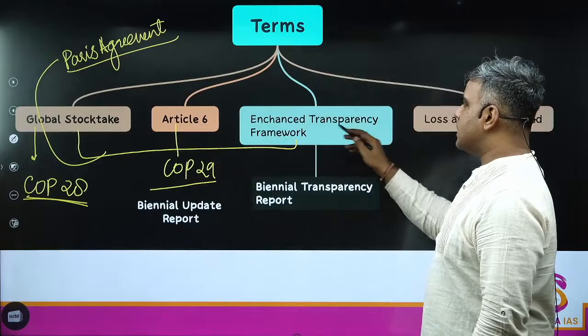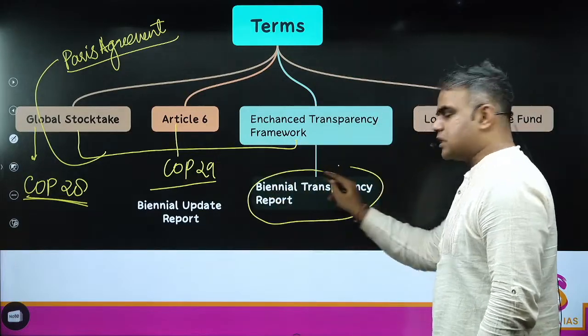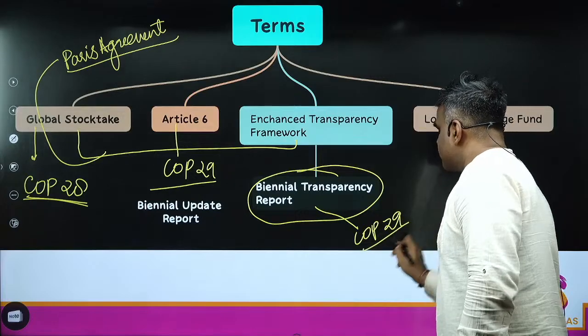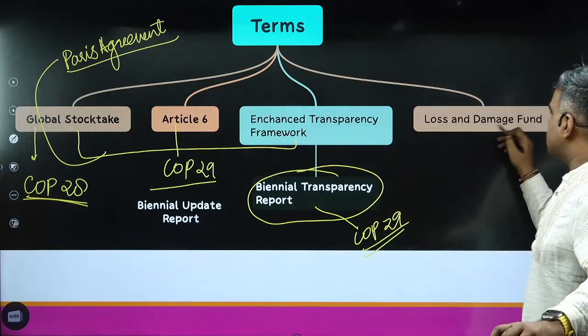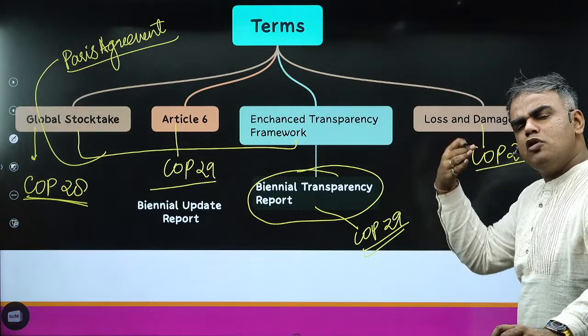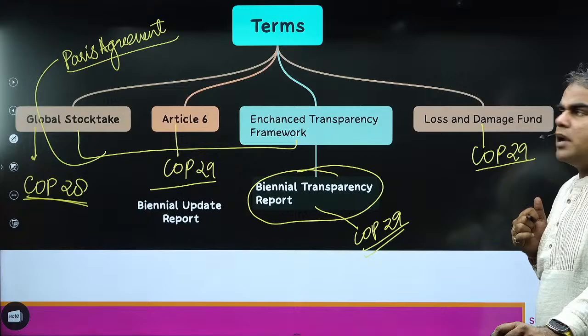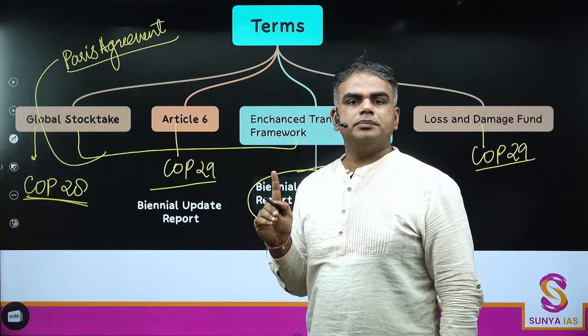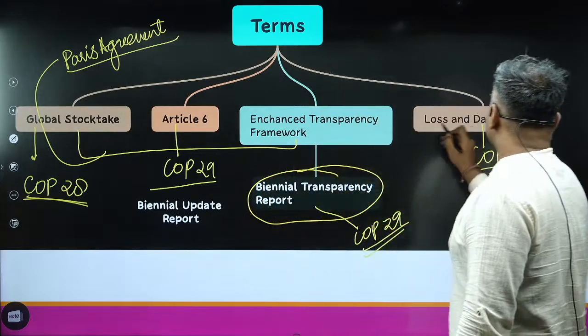Enhanced Transparency Framework, and especially the BTR. BTR is in the news again in COP29. Again, the loss and damage fund is in the news in COP29, but was in the news even in COP27 and COP28. Whenever you have these terms, overall, these three terms are under the Paris Agreement. And you also have a loss and damage fund.